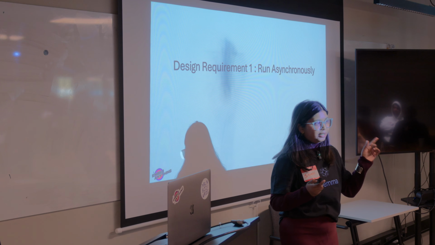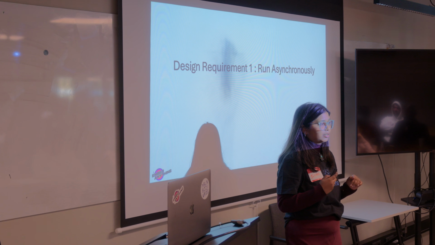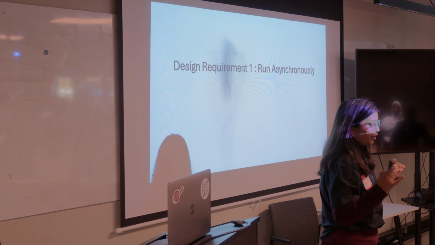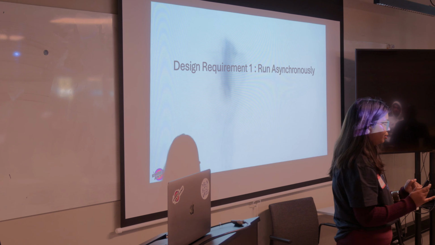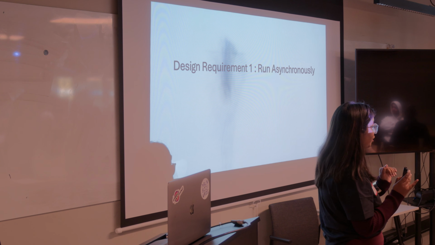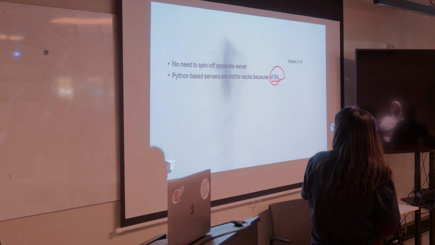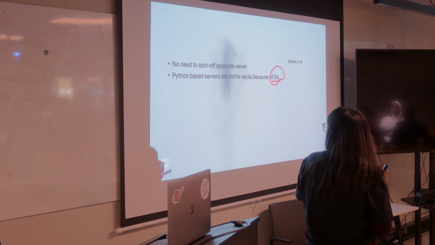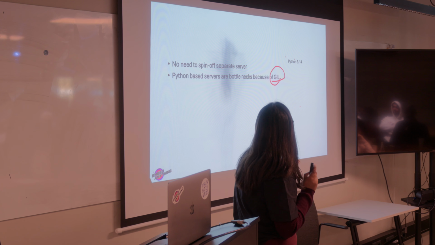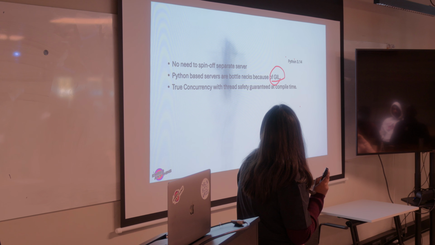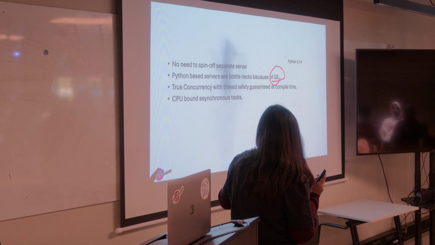So it should run asynchronously. I shouldn't spin up another server. All the background tasks should run asynchronously. For that, what we needed: no need to spin off a separate server. Python-based servers are bottlenecks because of the GIL. True concurrency with thread safety guaranteed at compile time, and for CPU bound tasks.